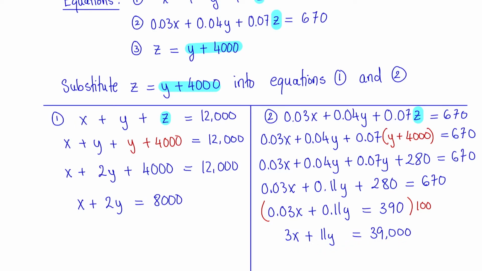Next, I will pair the new equation 1 with the new equation 2 to have the system of 2 equations and 2 unknowns. I need to move to the next page, so I will show you how to do that on the new page.